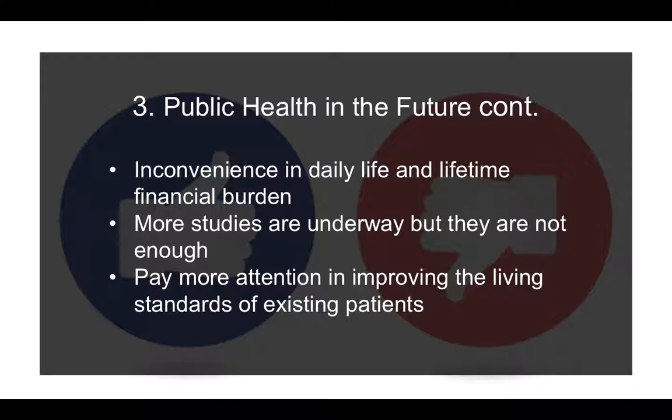My opinions on this public health problem is that type 1 diabetes occurs in early life and cannot be completely prevented or cured, which cause patients inconvenience in daily life and lifetime financial burden. Although more research studies are underway to try to find treatment and prevention methods, they are not enough compared to our involvement in other chronic disease studies. Our society still needs to pay more attention in improving the living standard of existing patients and try to make type 1 diabetes patients live a normal life like us before we found the cure.